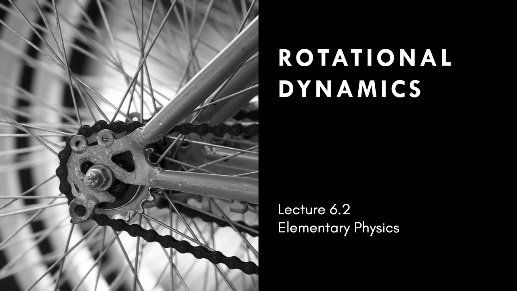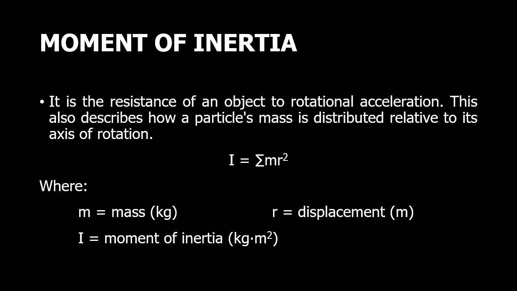Good day, everyone. For lecture 6.2, we're going to talk about rotational dynamics. So let's get into it. We will first talk about the moment of inertia. Inertia is the resistance of an object to rotational acceleration. This also describes how a particle's mass is distributed relative to its axis of rotation.